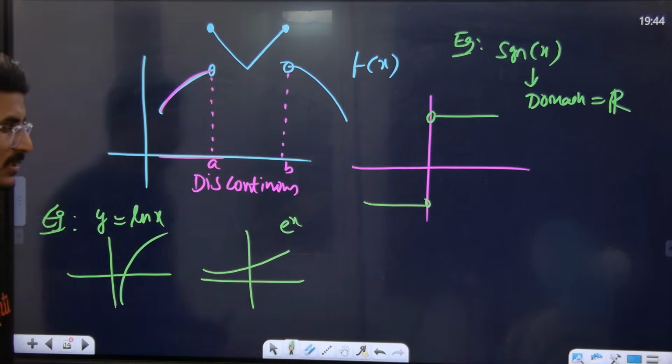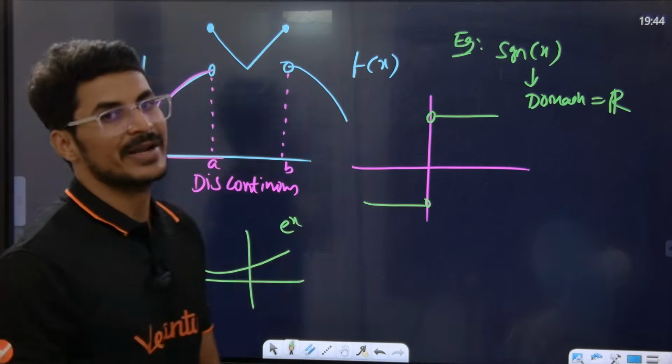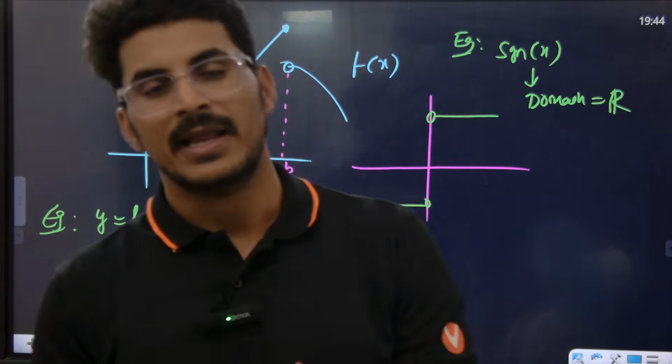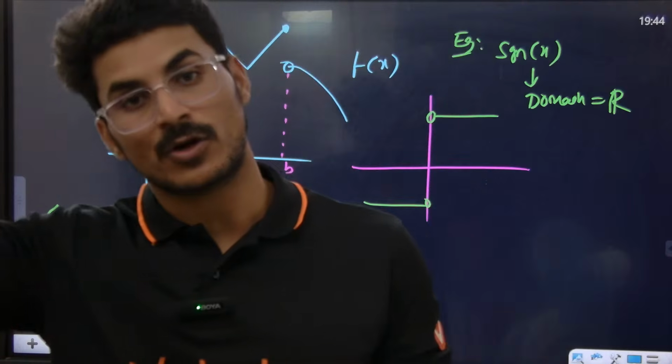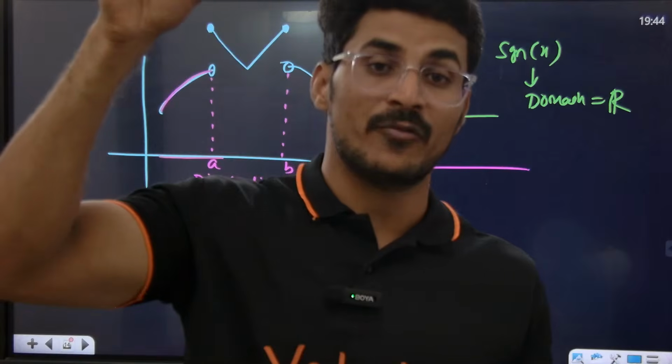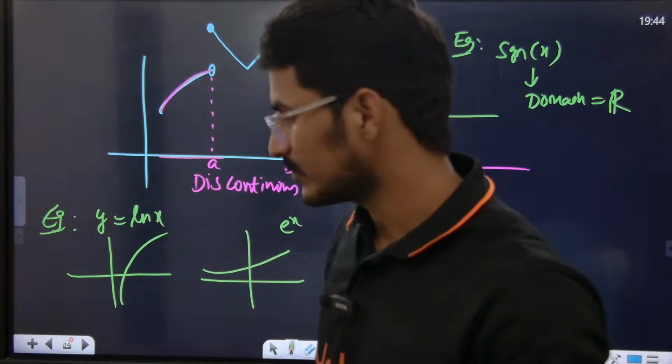So this is basically the geometrical interpretation of continuity. A continuous function is one where, without lifting the pen, you are able to draw the graph. Are you getting the point? If you are lifting the pen up while drawing the graph, they are discontinuous.